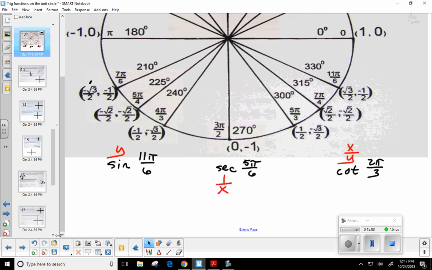Is anybody stuck? Does anybody need help? Brett, on the sine of 11 pi over 6. Okay. It's right here, and it wants the y, and so it's negative 1/2. That's it. Whatever it wants, 1 over x. So it's going to 5 pi over 6, which is where? Right here. And so I want to take 1 and put it over that x value, and then just simplify. There you go. You're getting it. Good.